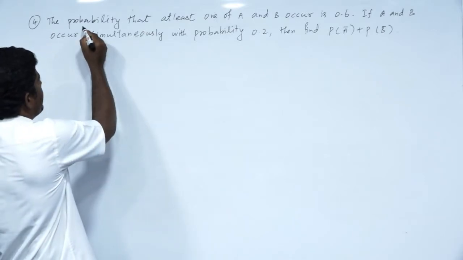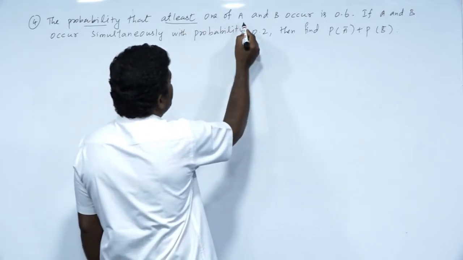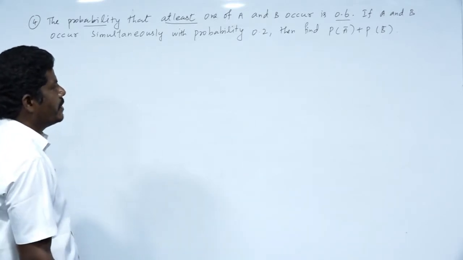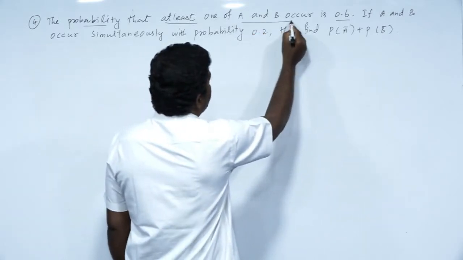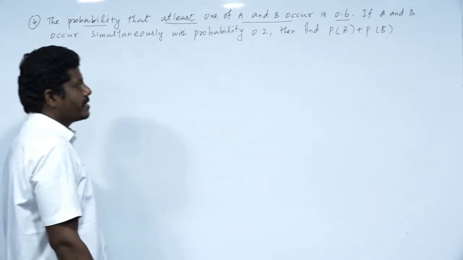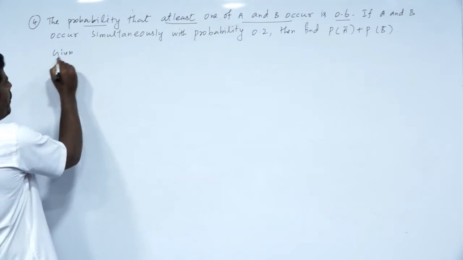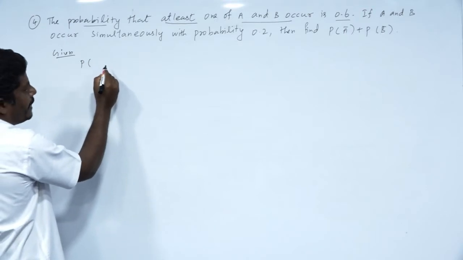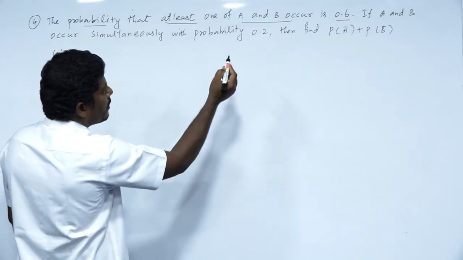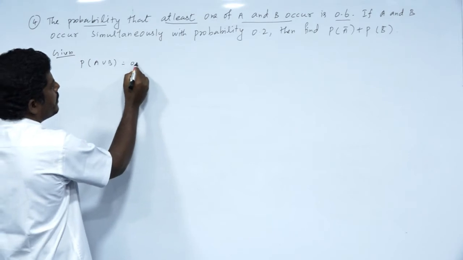The probability that at least one of A and B occurs is 0.6. At least means or, my dear students. Probability of A or B. At least means the probability of A or B occurring is 0.6. Or means you want to take the union. Given: probability of A or B, at least one of A and B occurs. A or B means A union B is equal to 0.6.